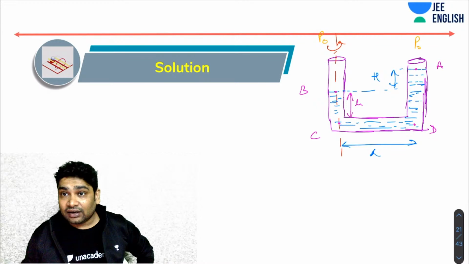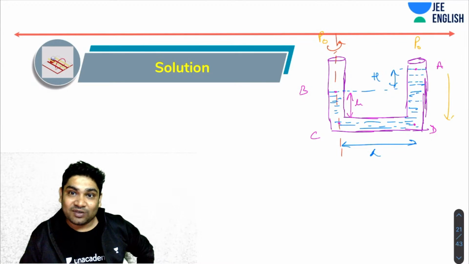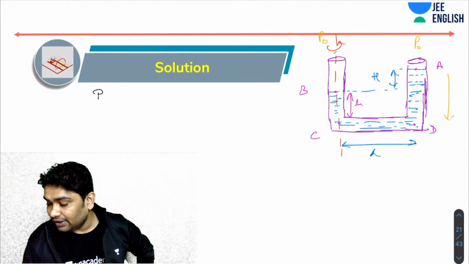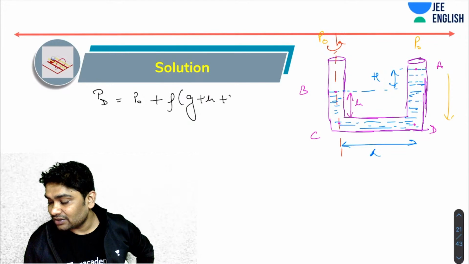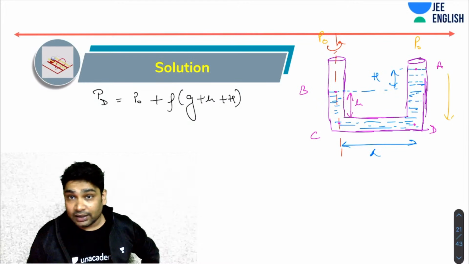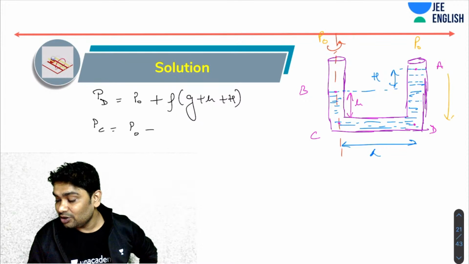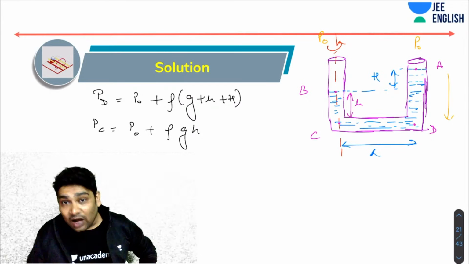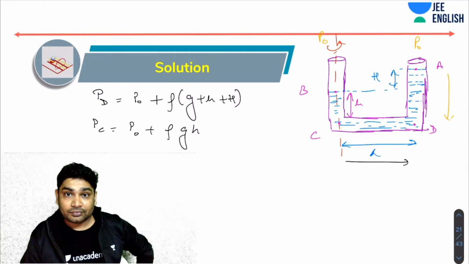Now, with the help of that, when I go from A to D, what can I say about the pressure at D? Can I say pressure at D would be P naught plus rho g (H plus H), right? Similarly, I can also say pressure at C would be equal to P naught plus rho g H, correct?